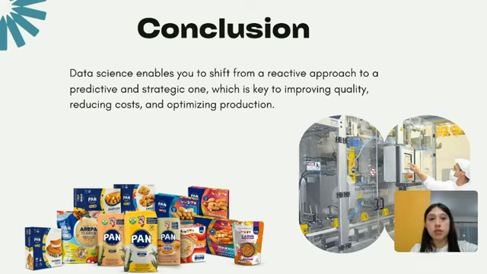And about the conclusion related with all this topic, it's important to recall that data science enables a shift from a reactive approach to a predictive and strategic one, which is key to improving quality, reducing cost, and optimizing production. And I want to relate it with CRISP-ML because it allows you to structure this entire process, so that it not only works but also remains effective and improves over time.